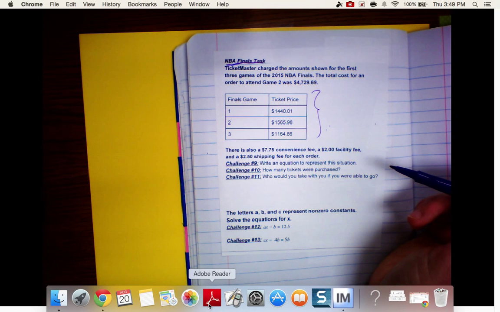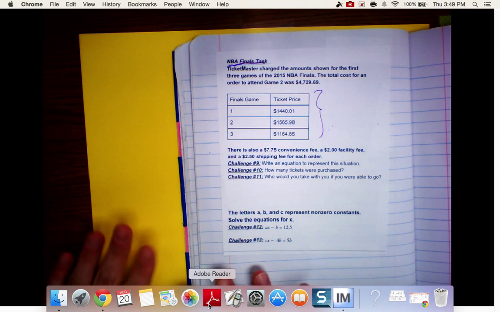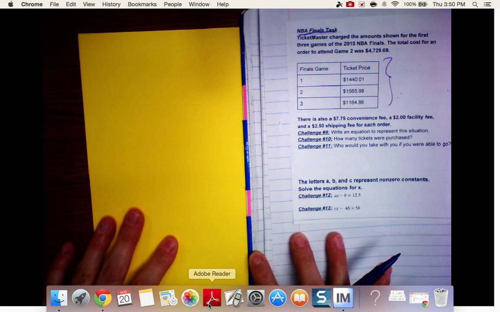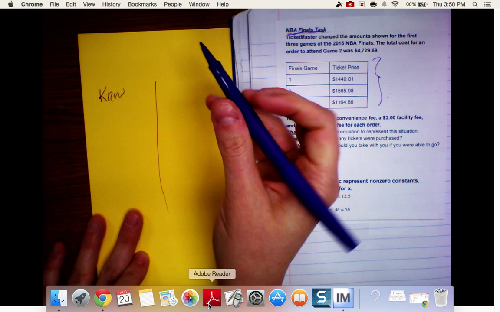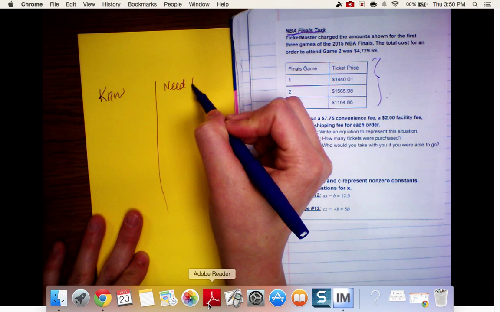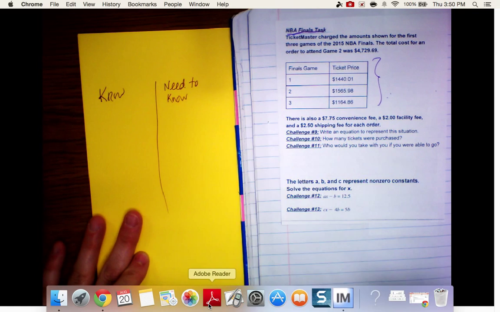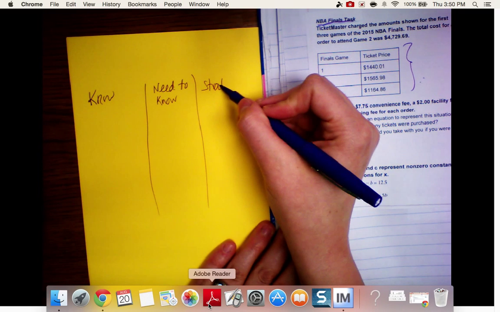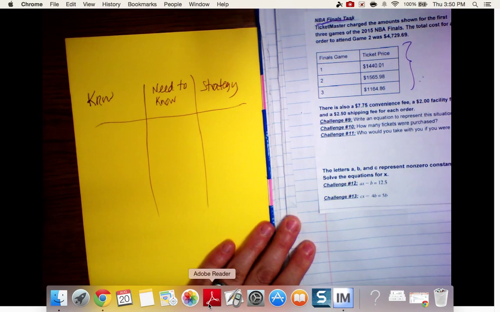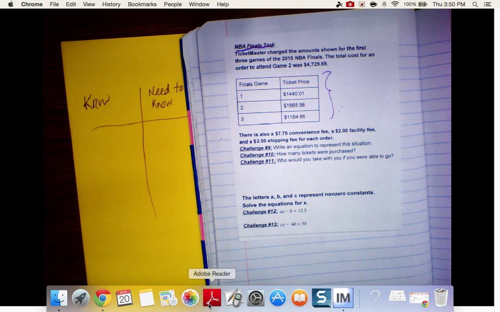So the very first thing, as I've said on all my videos, is I want to do the 3-columned chart, which is what we know, what we need to know, and then my strategy. So first, we can go through the problem and actually underline or highlight the information that we will put in our know column.